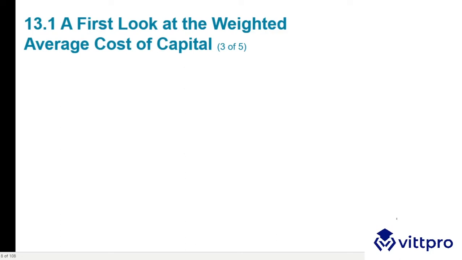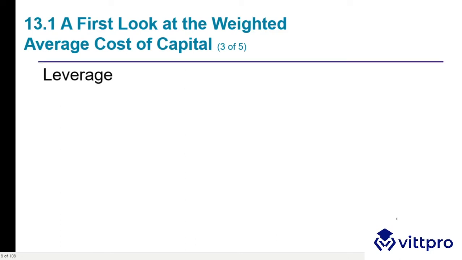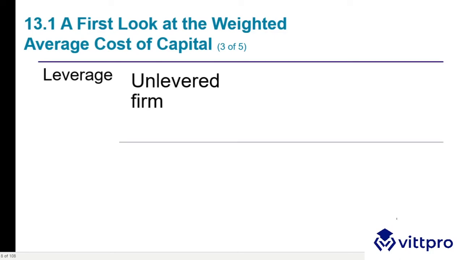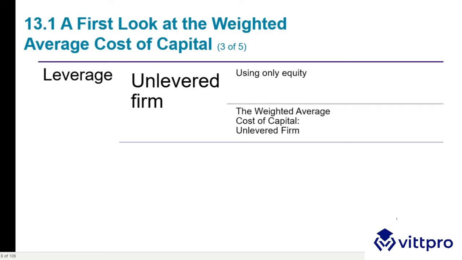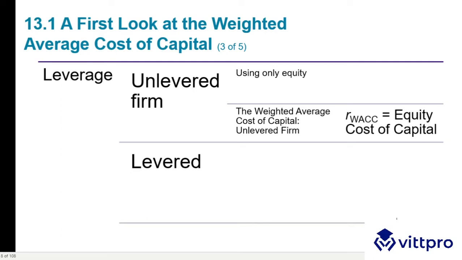So let's move forward and look at the weighted average cost of capital. There are two types of capital structure. When we use debt, we call it leverage. There are certain unlevered firms which don't use any debt, they use only equity, right? So the weighted average cost of capital in an unlevered firm is equal to the cost of capital itself because there is no debt. There are levered firms. Levered firm means they use a mix of equity and debt.